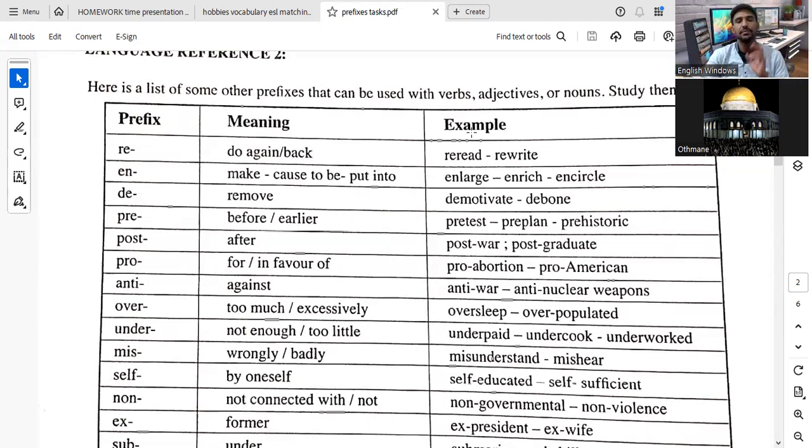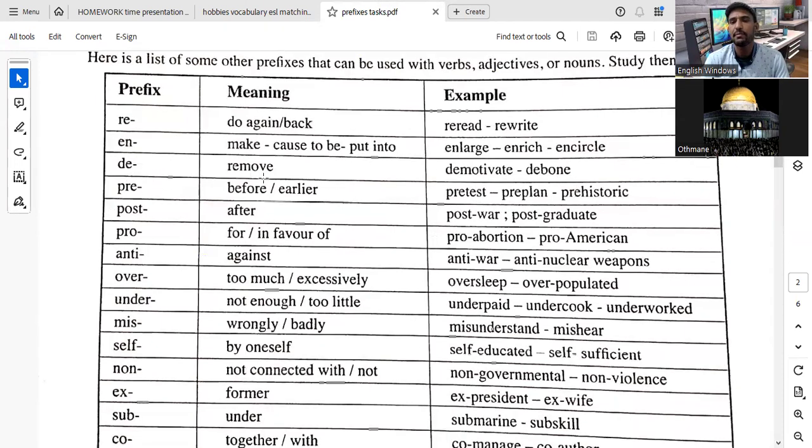And then we have en. That means to make or to cause something to be or to happen, or to put into. Just like enlarge. To enlarge means to make something larger. To enrich, to make something rich. Encircle, that is to say, to make a circle around something. That's the meaning of en here.